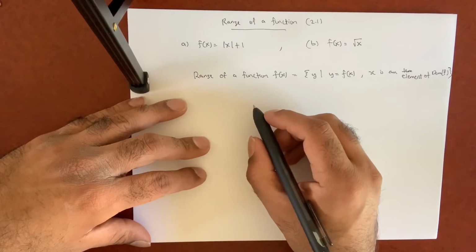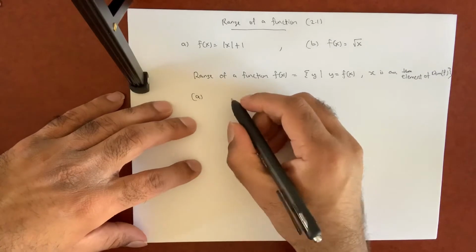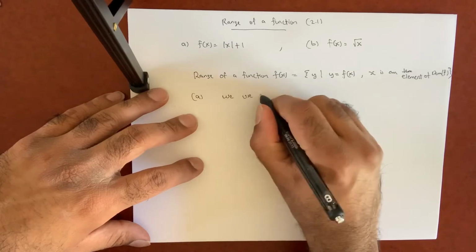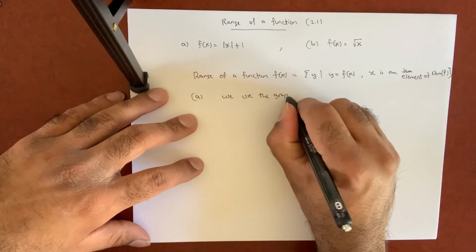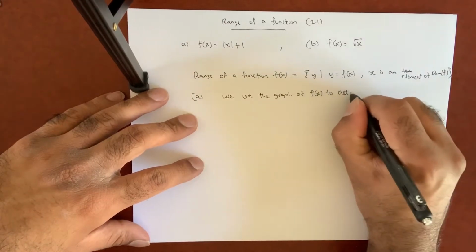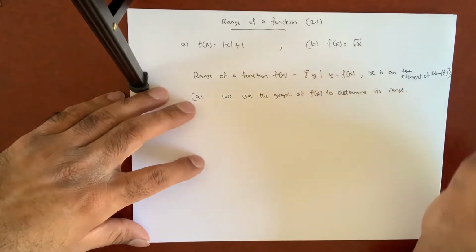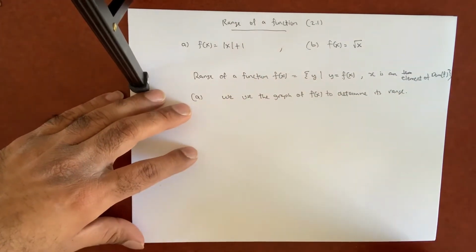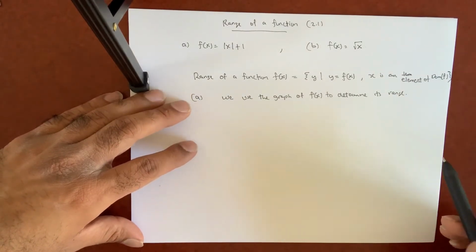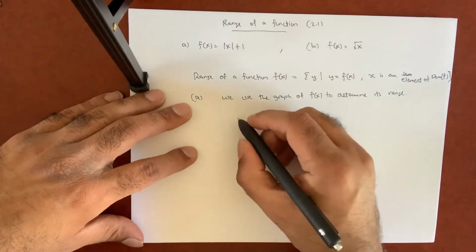So let's look at example A in this particular page. And a lot of times this is an important item, we use the graph of f of x to determine its range. It's not always the case that you have to do that. It's algebraically, once you get comfortable, you can probably do a lot of them algebraically, but it can be challenging. It can be easier to actually just visualize it. So let's draw the graph.